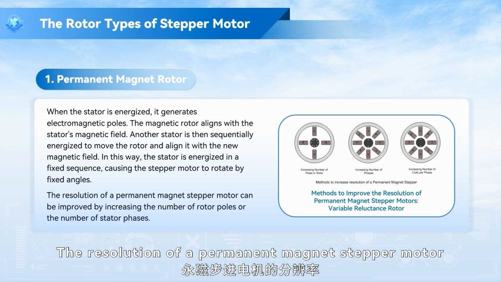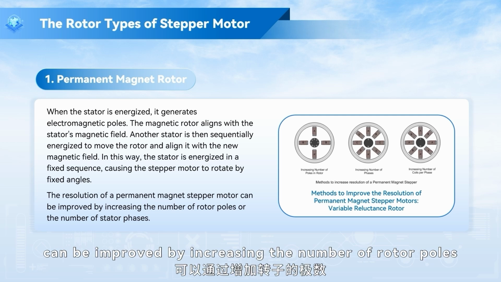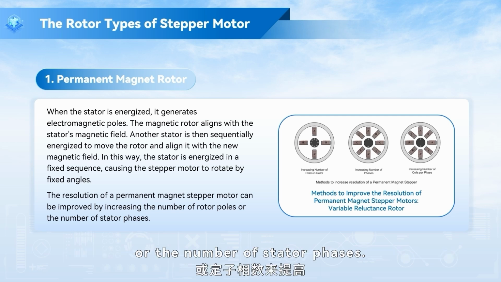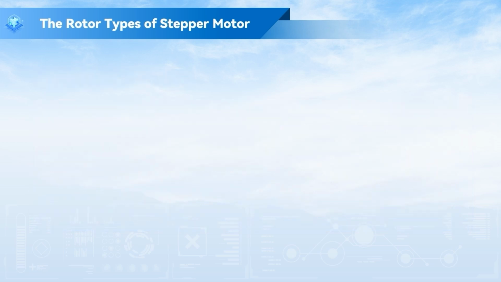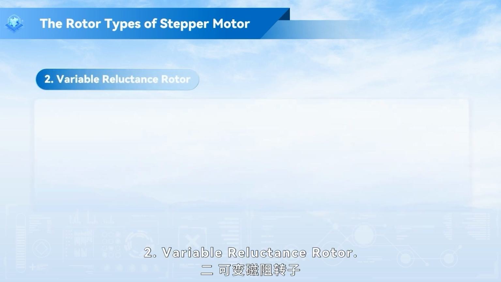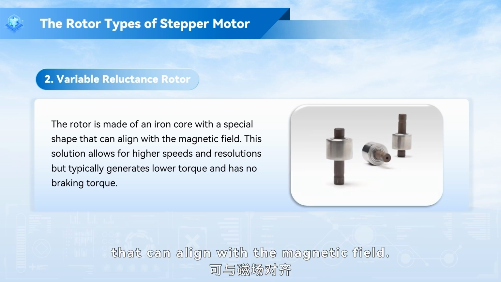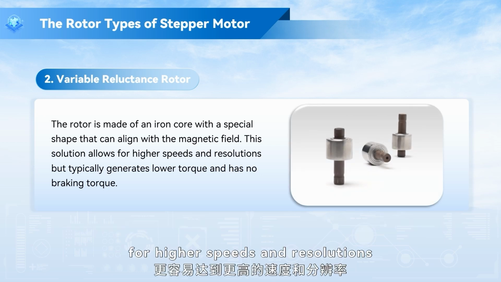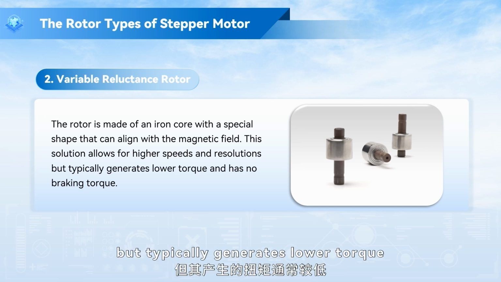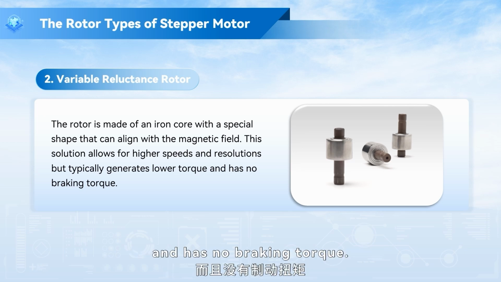The resolution of a permanent magnet stepper motor can be improved by increasing the number of rotor poles or the number of stator phases. 2. Variable reluctance rotor. The rotor is made of an iron core with a special shape that can align with the magnetic field. This solution allows for higher speeds and resolutions, but typically generates lower torque and has no braking torque.